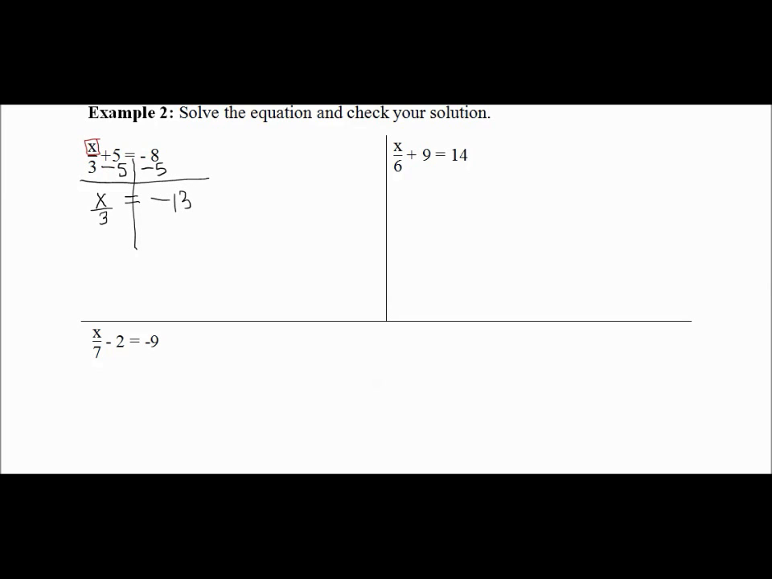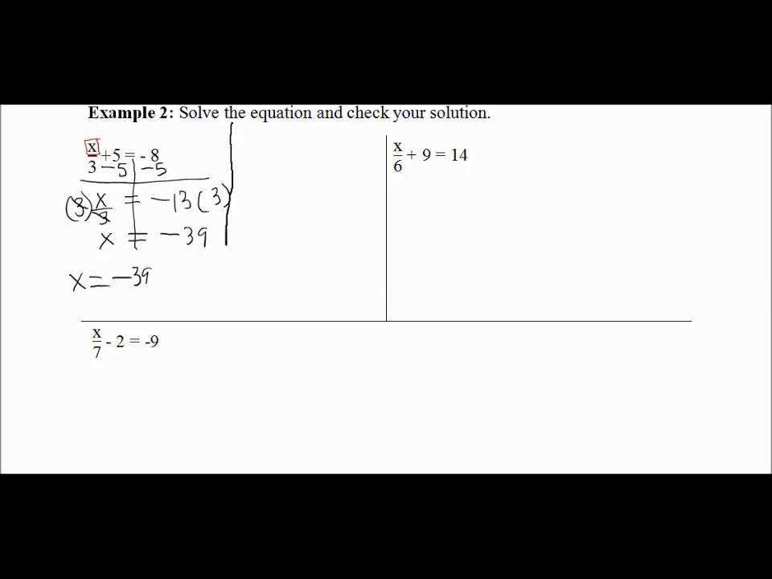Now from this point I'm left with x over 3 equals a negative 13. I learned how to get rid of the 3 in the denominator in lesson 2.2. So I know I need to multiply both sides by 3. I'm going to multiply both sides by what's in my denominator. The 3's cancel out. I bring down what I have left. I have x equals, and negative 13 times 3 gives me a negative 39. So for my solution, I have x equals a negative 39.